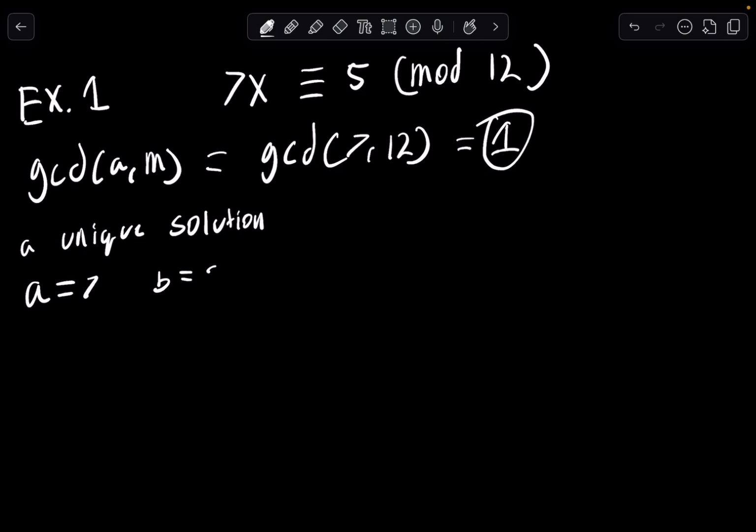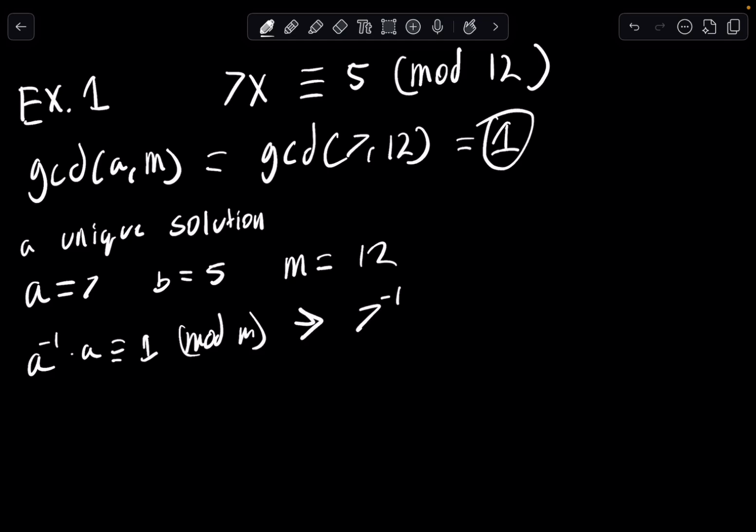Let's go through and write these out. B will equal 5, and M will be 12. Okay, so we need to find some, if you remember, we need to find the modular inverse such that this is true. So in this case, this will be this.